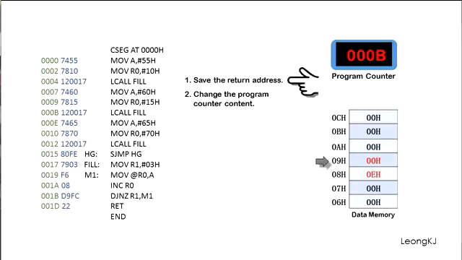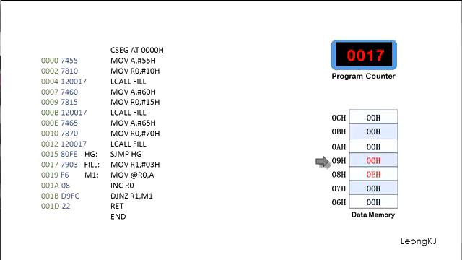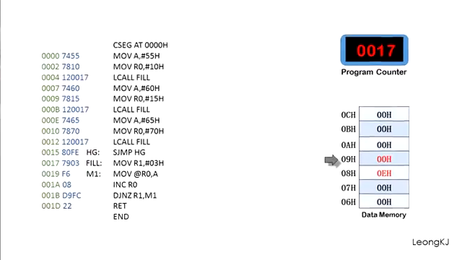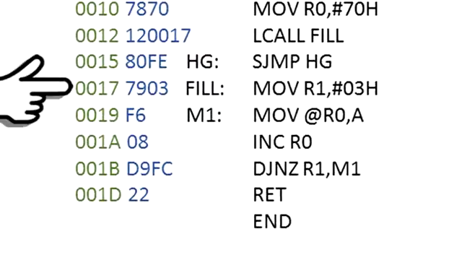The return address is saved. The program counter is changed to the address of FIELD. The address of the FIELD subroutine is 0017. The program counter becomes 0017. Execution of the LCALL FIELD instruction is complete. The program continues to execute from 0017.